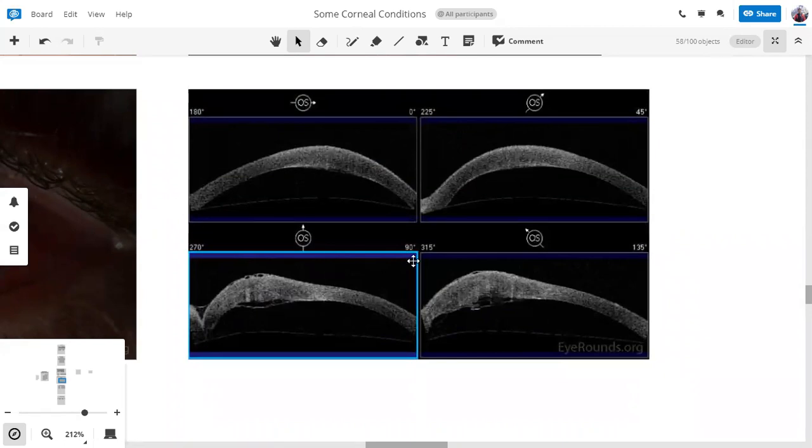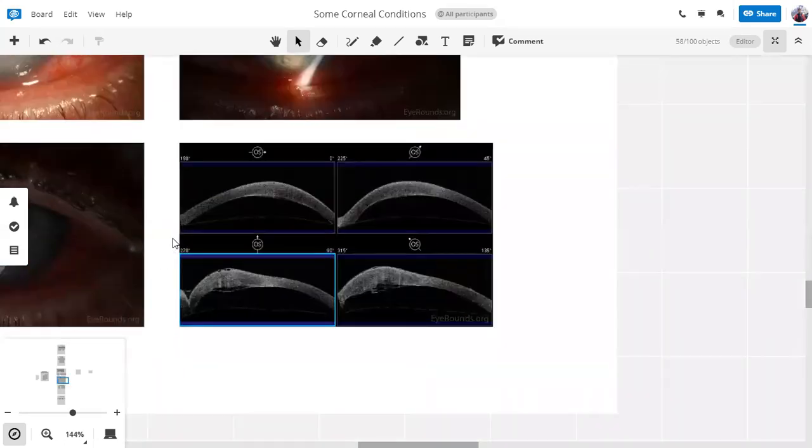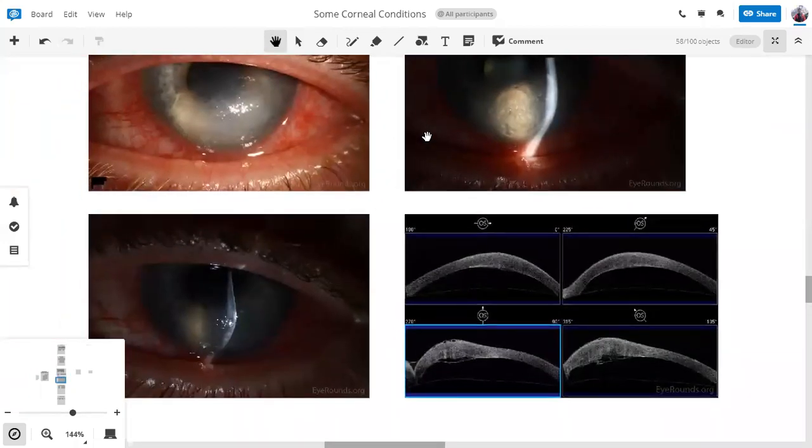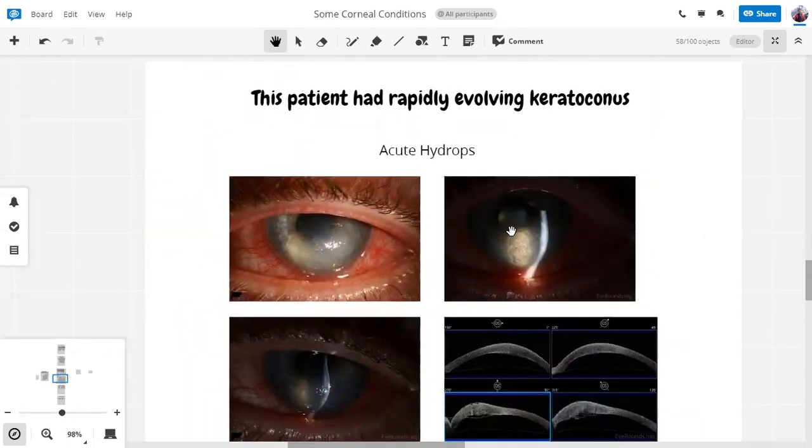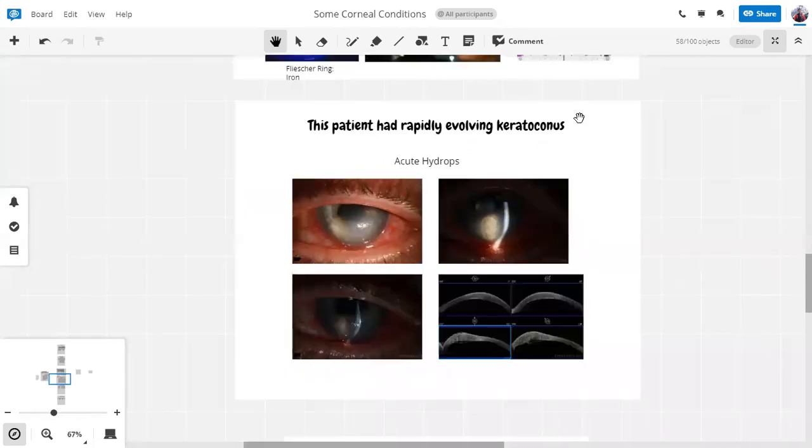So mechanical stretch causes tearing or rupture of the Descemet's membrane and the endothelium. And due to that, there's severe and intense corneal edema. This is called acute hydrops. Acute hydrops आपने याद रखना है.